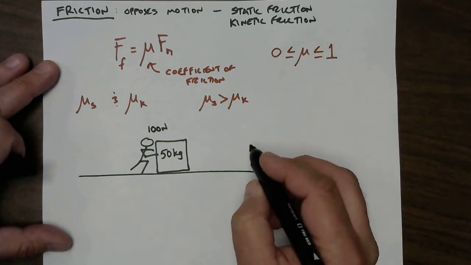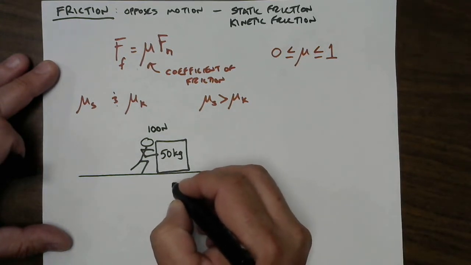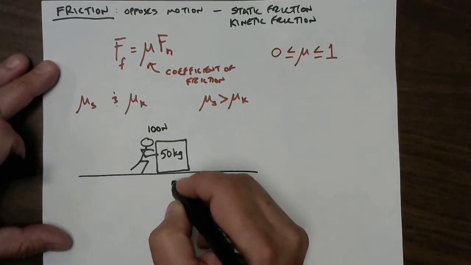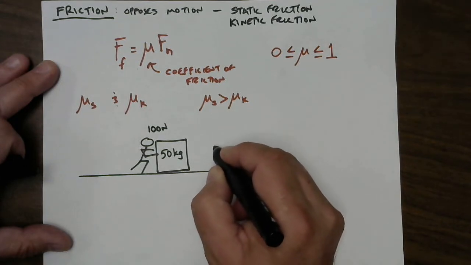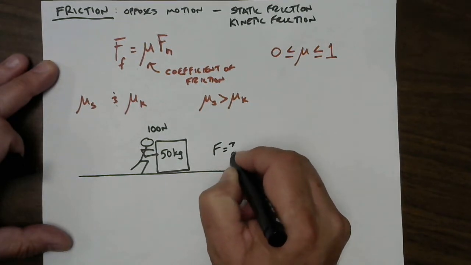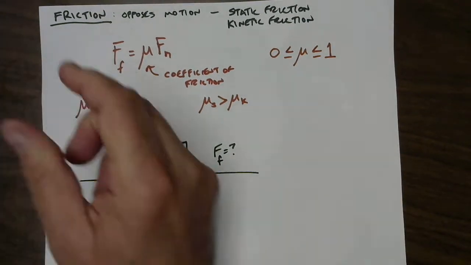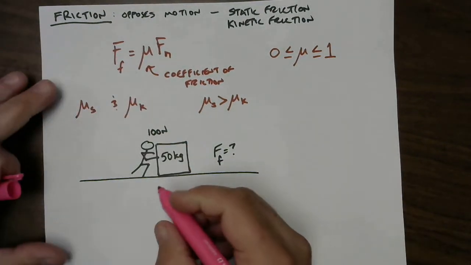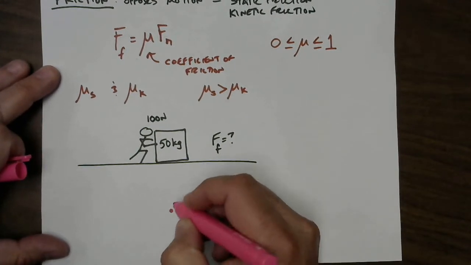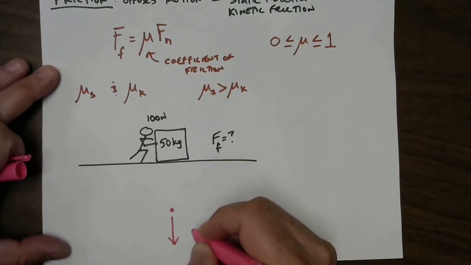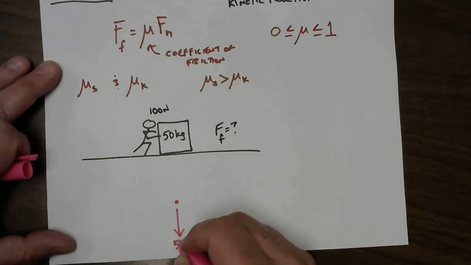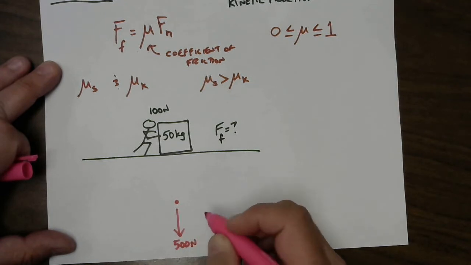The box stays stationary. Now you say, okay, there's going to be some friction. I want to know how big is the frictional force. So we have to draw a free body diagram. And the free body diagram for the box probably has some weight for the box, and that's going to be about 500 newtons of weight.